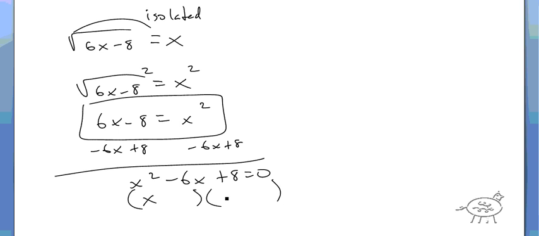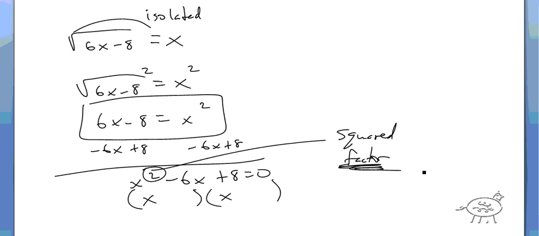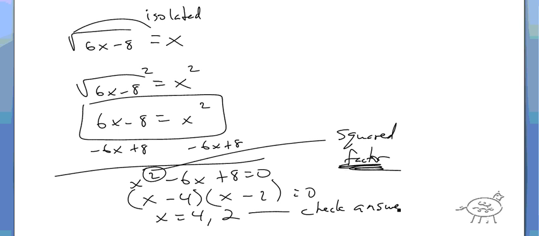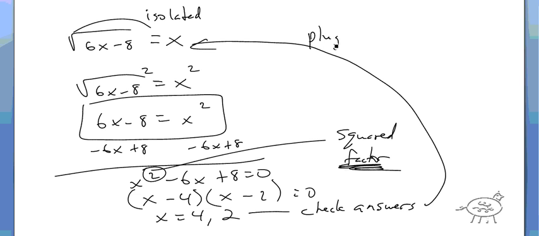And then I factor. Okay, you guys should know that. When you see a square term, you got to factor. That is important. Okay, so anyway, it's going to be x minus 4, x minus 2 equals 0. So x equals 4 and 2. There's one issue you have to do now, is I need to check answers. And you do that by plugging into the original equation.